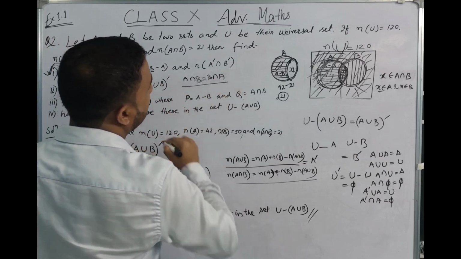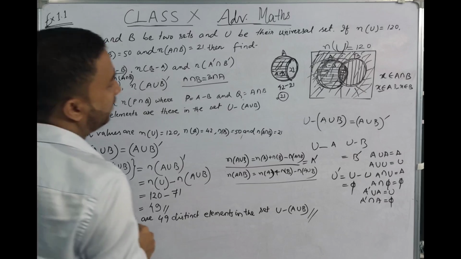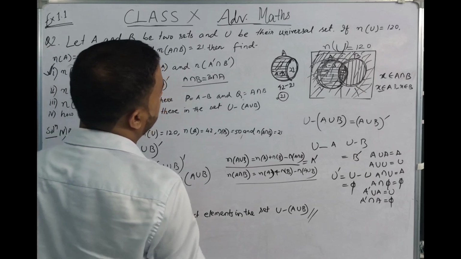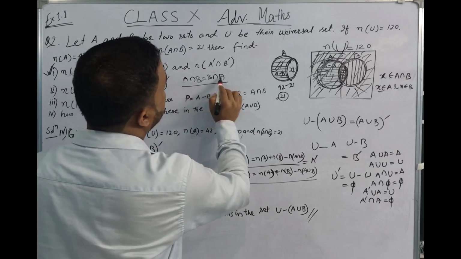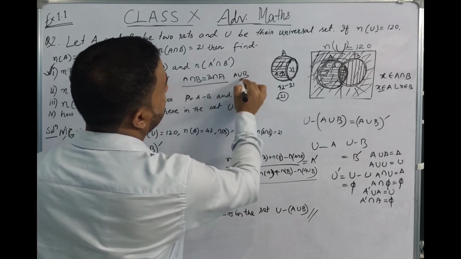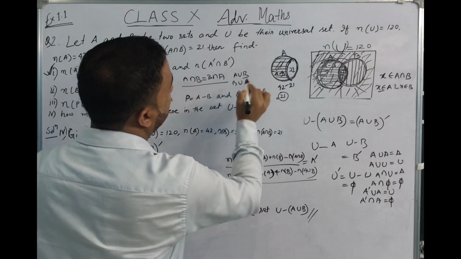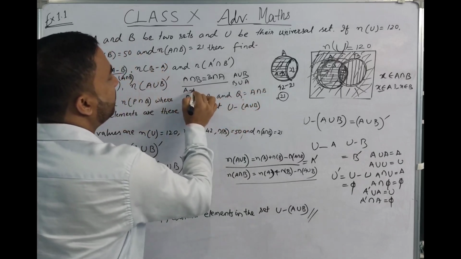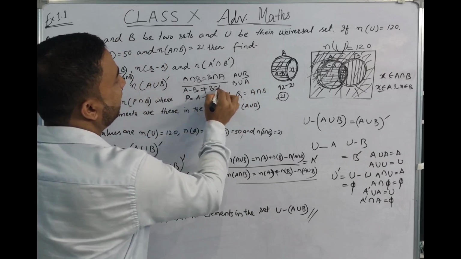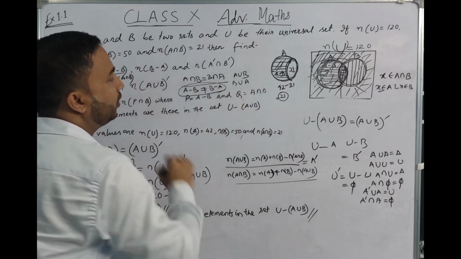This is the commutative law. This is the commutative law we have learned in class 9, that A intersection B is equal to B intersection A, and A union B is equal to B union A. However, A difference B is not equal to B difference A, that is also known to us.